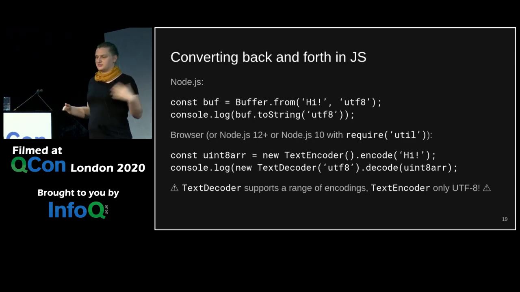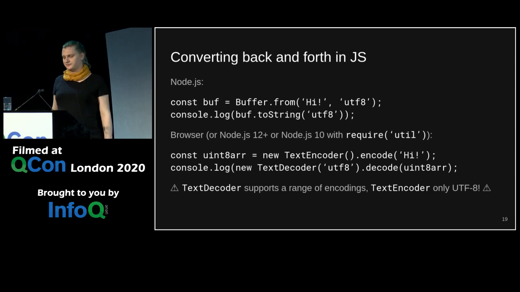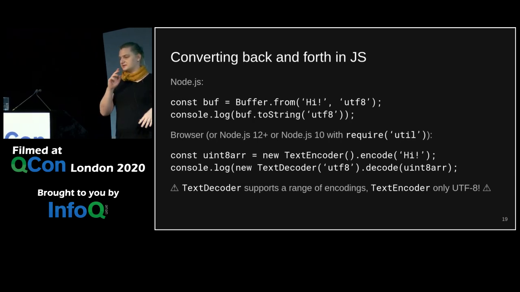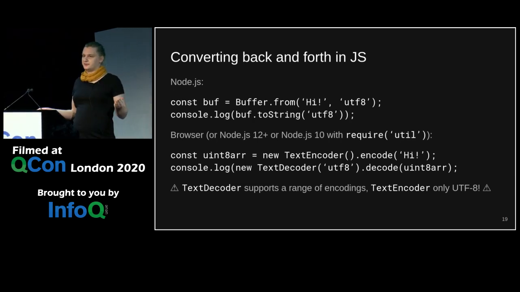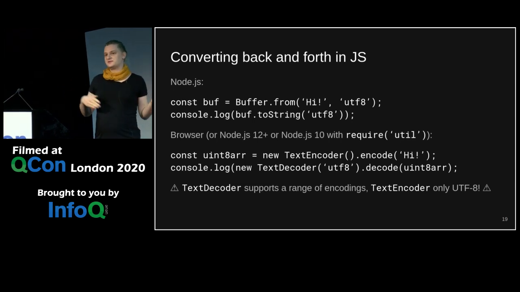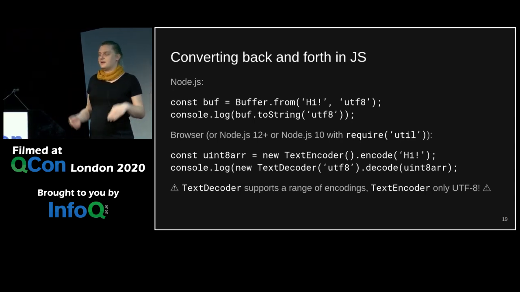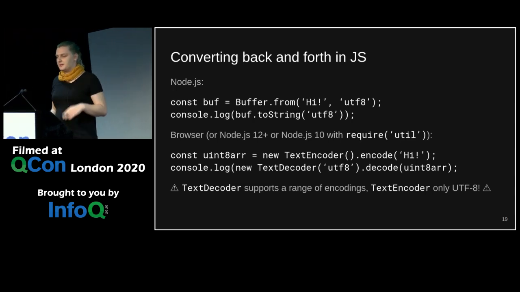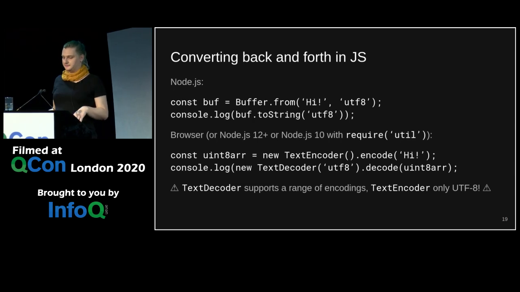And modern Node.js versions also support these. Node 12 has these as globals. For Node 10, you need to require them manually from a module, but still. One thing to notice is that TextDecoder supports a wide range of encodings, which makes sense because browsers have to support a number of legacy encodings anyway, because they have to read legacy websites in those encodings. But for encoding, they only support UTF-8. So that's very much pushing people towards using UTF-8 everywhere, which is generally a good thing.